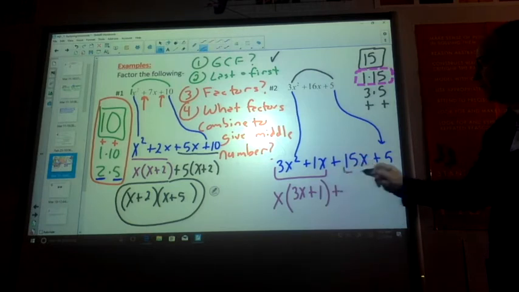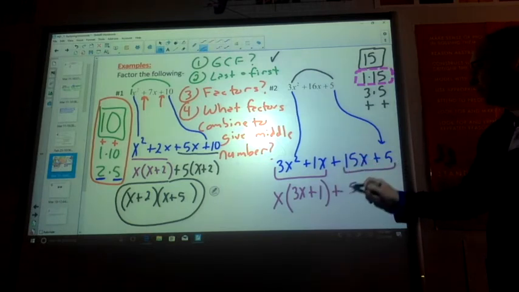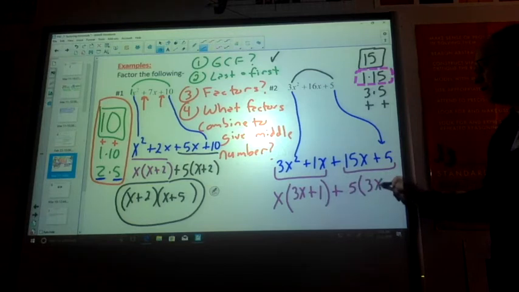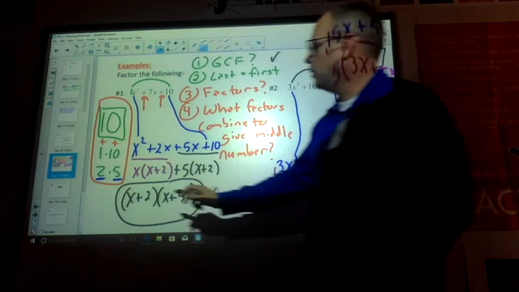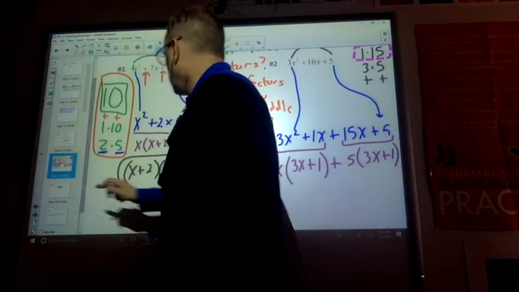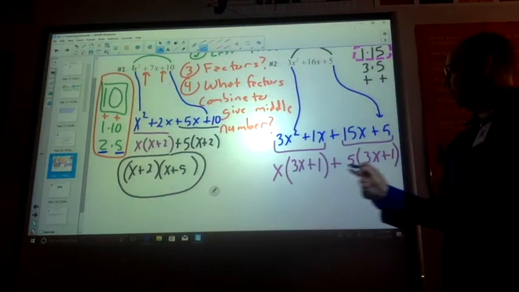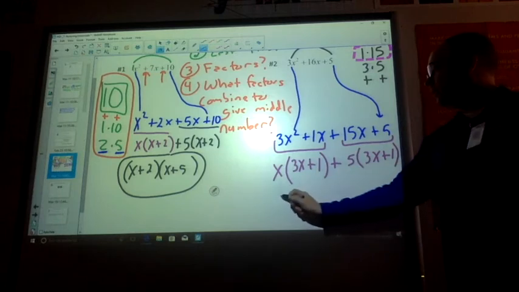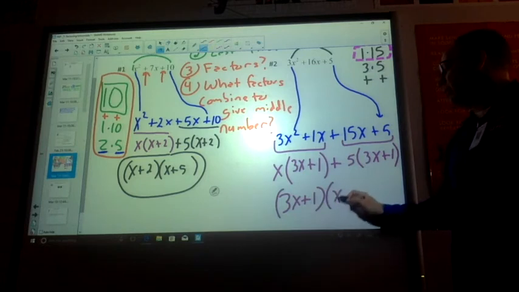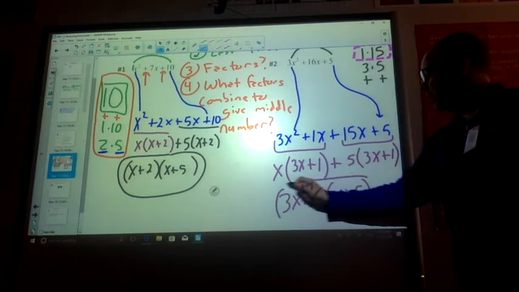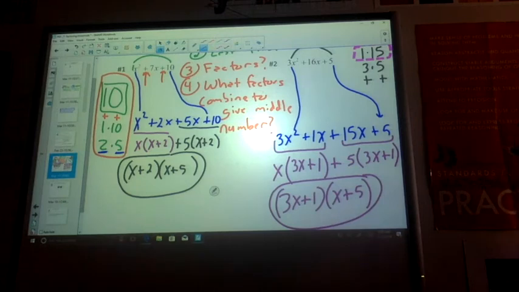What can I factor out of these? 5. That leaves me. Does that work? Okay, so I had 3x plus 1. Let me move this down a smidge. What do I have in common between these now? 3x plus 1. What do I have left? X plus 5. We just factored it. If I were to double distribute, which we worked on last week, we would get back to 3x squared plus 16x plus 5.